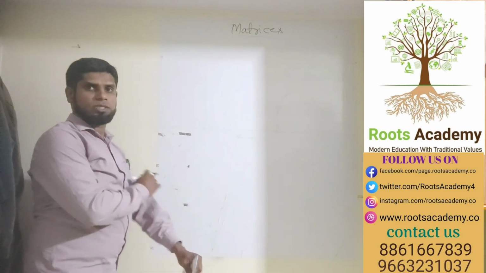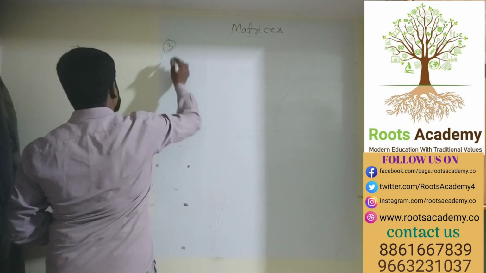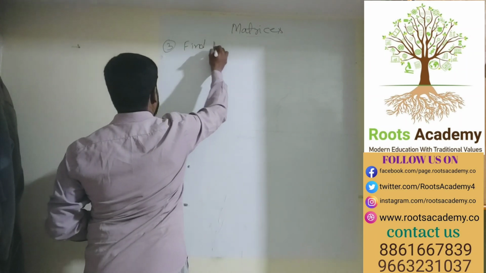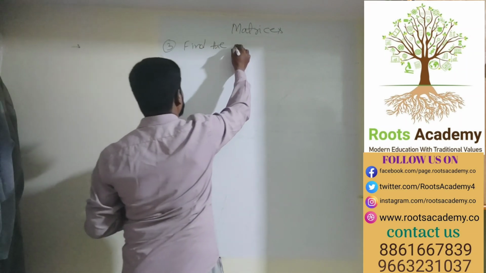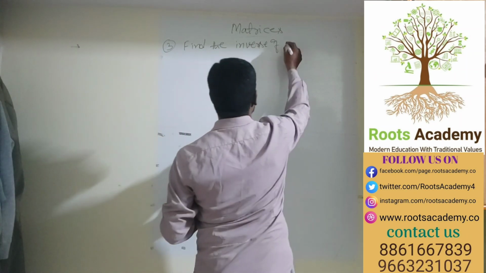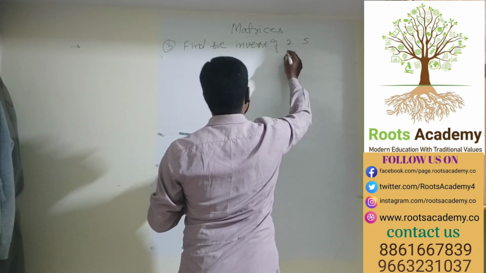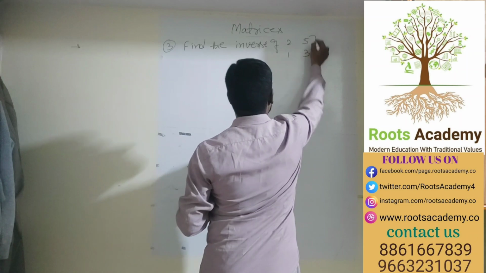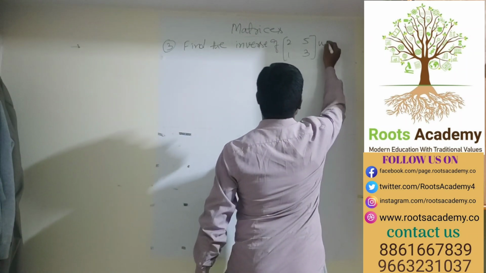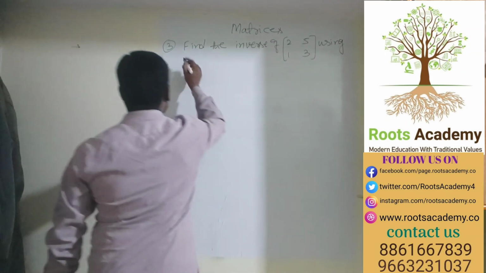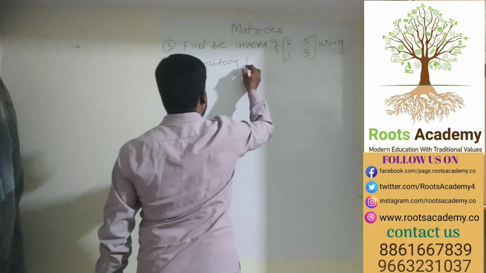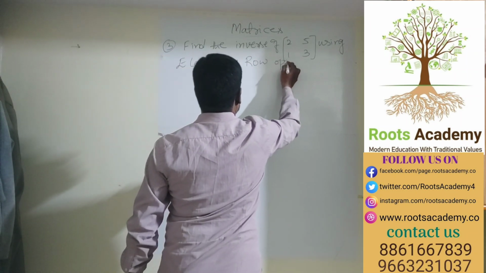Okay students, now let us go to the next problem. Find the inverse of matrix 2, 5, 1, 3 using elementary row operations.